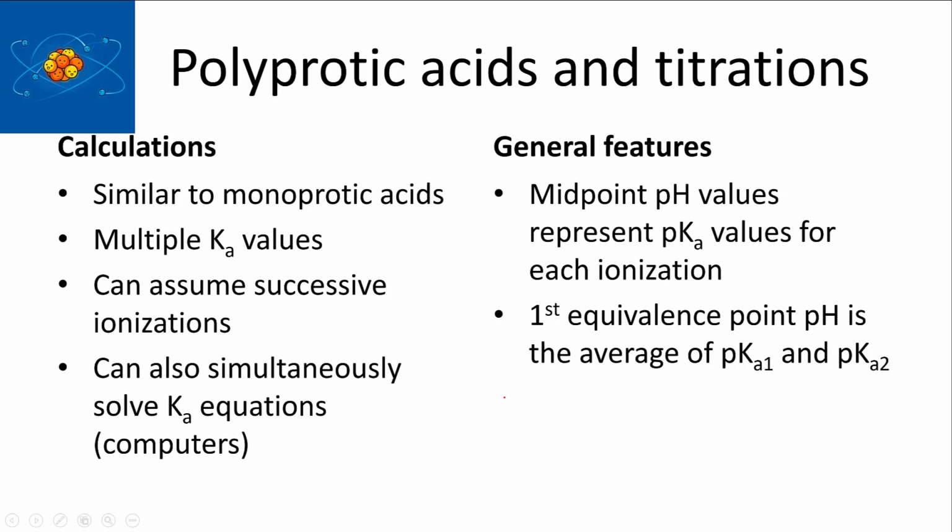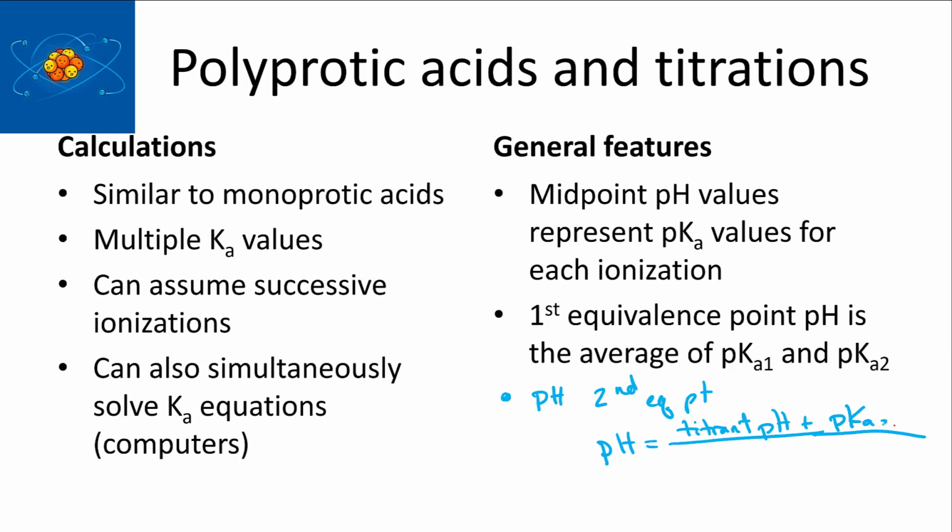The other thing that I didn't write on here, because this is not a general thing that people teach, is that the pH of the second equivalence point is basically the titrant pH, which is typically 13 for like 0.1 molar sodium hydroxide, plus pKa2, divided by 2. And that gives you a pretty good estimate. And these are the things that we really need to understand, like what indicator we're going to pick.